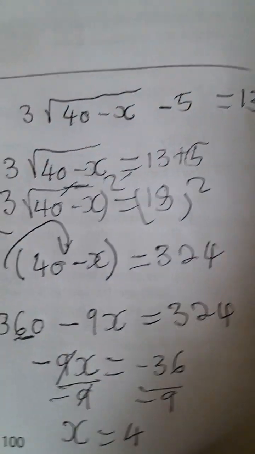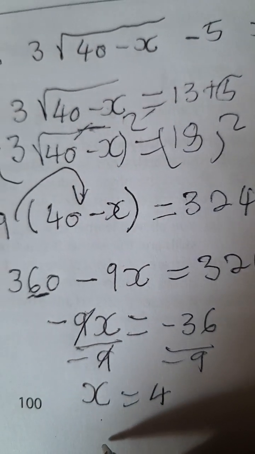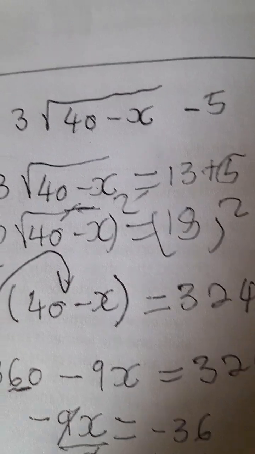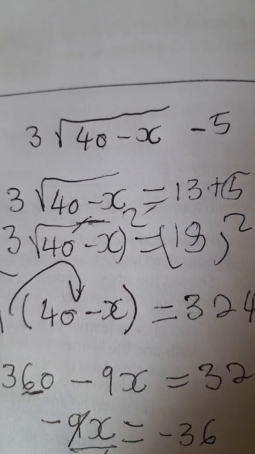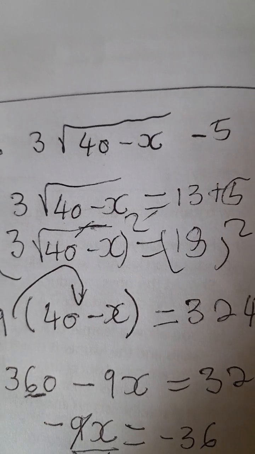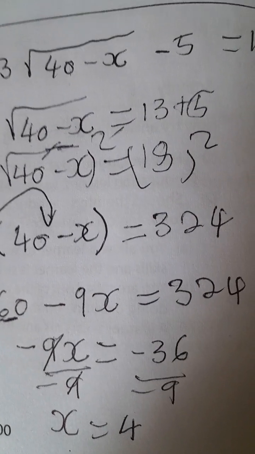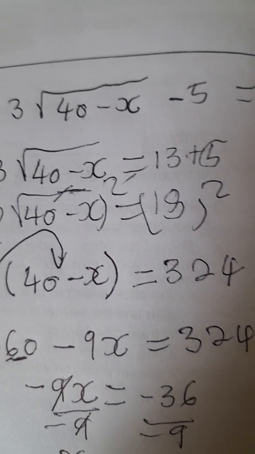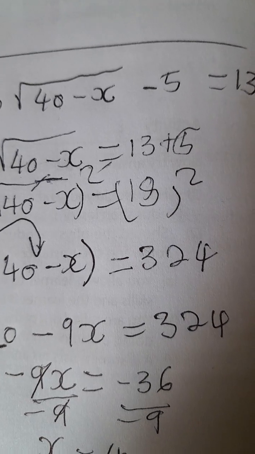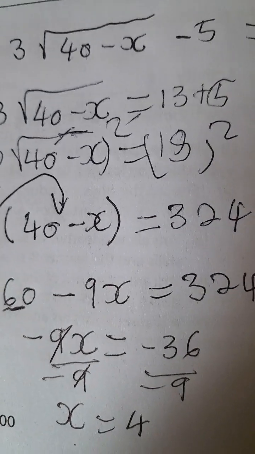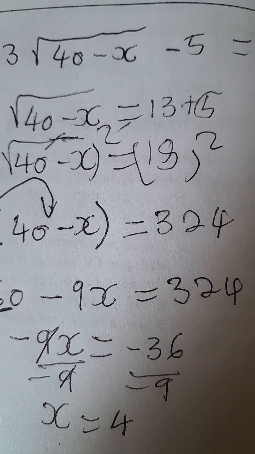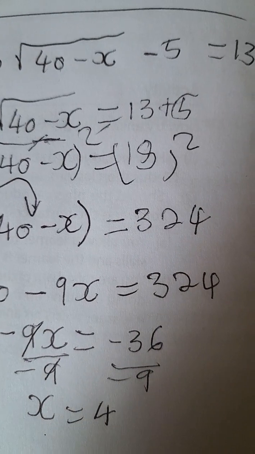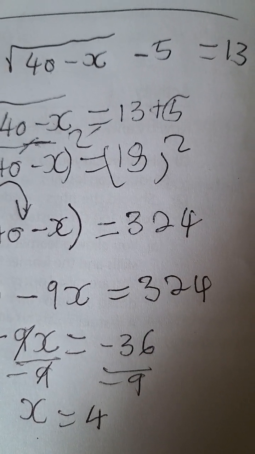So let's check. You can take your calculator to check, guys. When you say 3 root 40, where there's x, let's replace it by 4. So we're going to say 3 root 40 minus 4, minus 5. Where do we get there? We get 13. So that means the answer is valid. In case you substitute and you find that it doesn't give you 13, that means that value is invalid, so you can write NA.